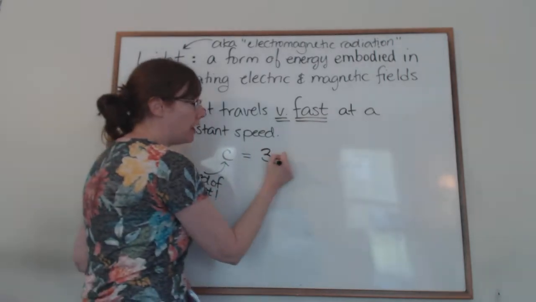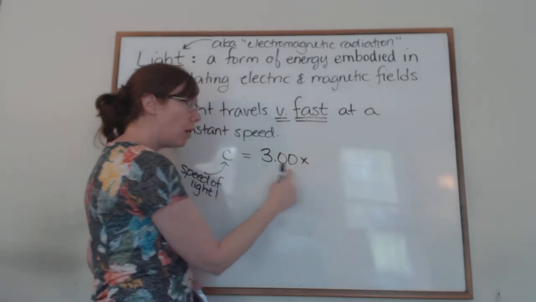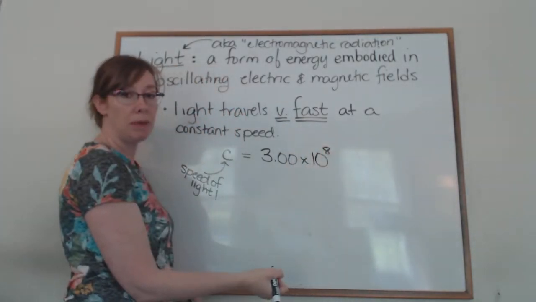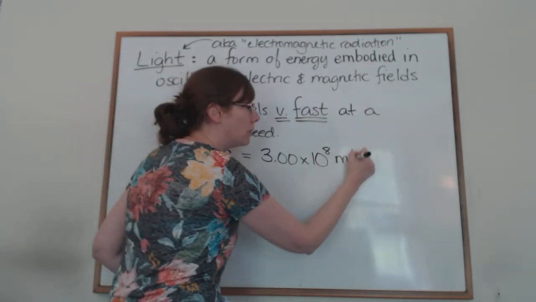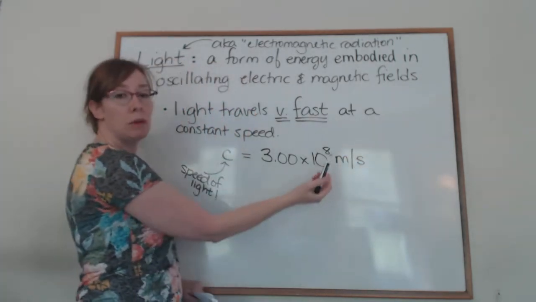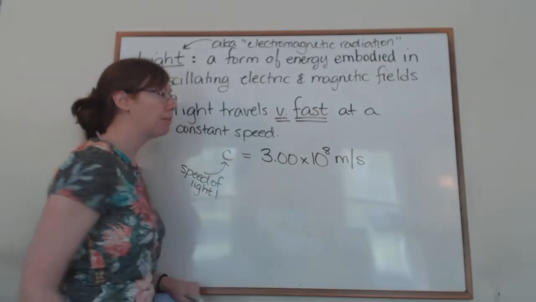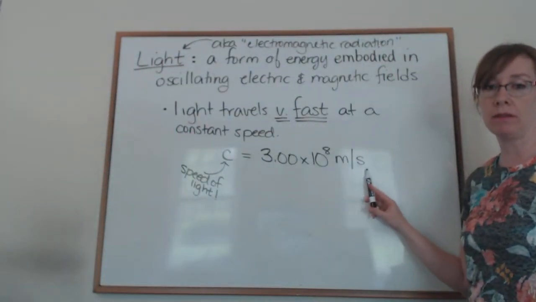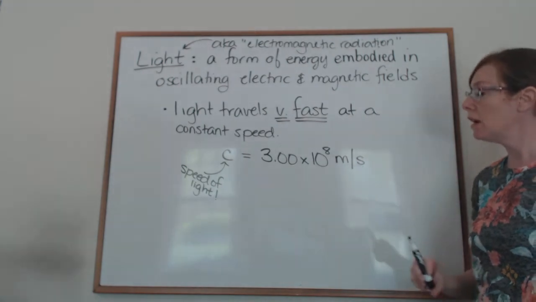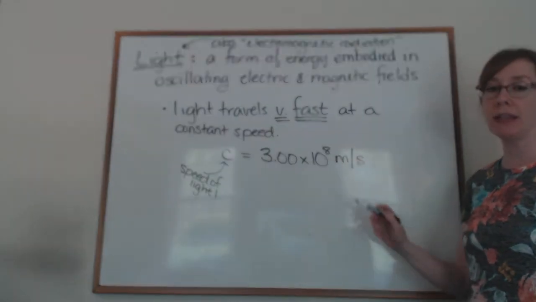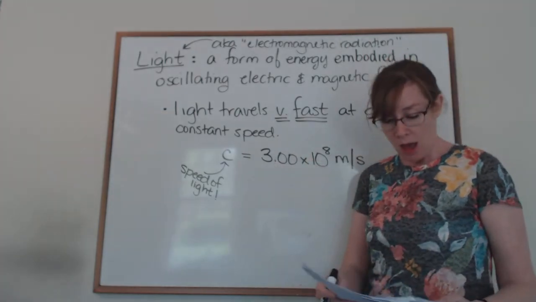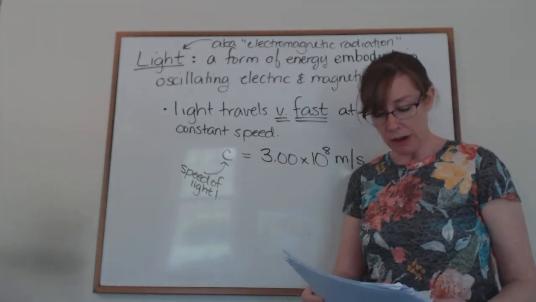The speed of light is equal to 3.00 times 10 to the positive 8. That's a really big number. Meters per second. It's a speed, so we measure it in distance per unit time. And meters and seconds are the SI units, so that's why the speed of light is in this unit. So 3.00 times 10 to the 8th meters per second. We want to know that that's a constant. All right, so light travels very, very fast.